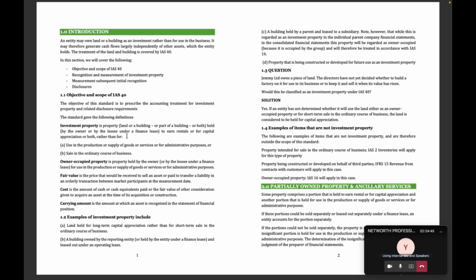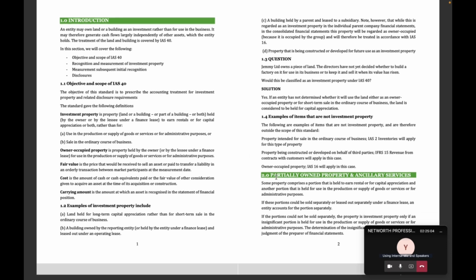Okay. Now, there is some other information here. If you have a land and you lease it out to another party, it is still an investment property. That's the major thing here.